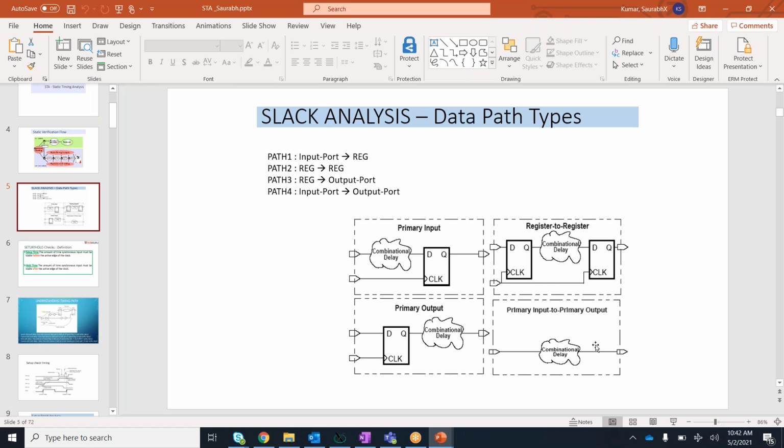We will discuss one by one all categories of path, how the tool does it and what things we need to understand to do input to reg timing analysis, reg to reg timing analysis, reg to out timing analysis, and input to out timing analysis. But first we'll understand the steps associated with the reg to reg path, and then we'll understand how to handle the other categories of paths.